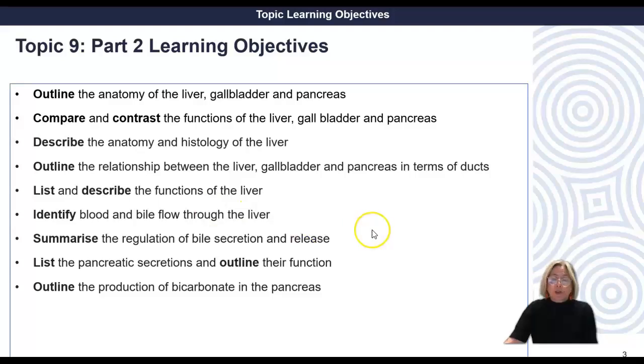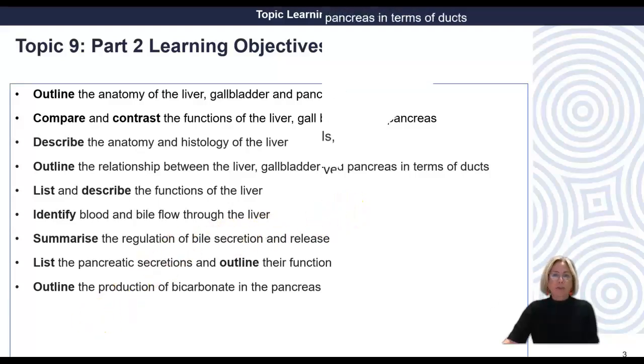Be able to list and describe the functions of the liver and identify blood and bile flow through the liver. Be able to summarize the regulation of bile secretion and release, and list the pancreatic secretions and outline their function, and finally outline the production of bicarbonate in the pancreas.